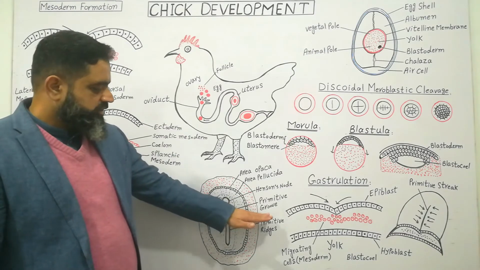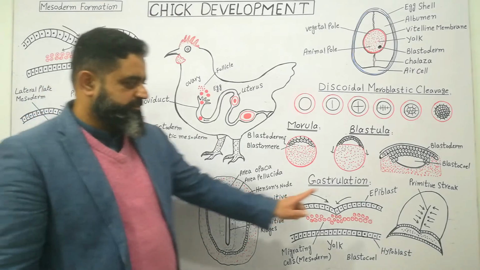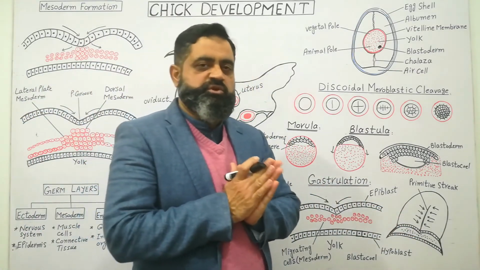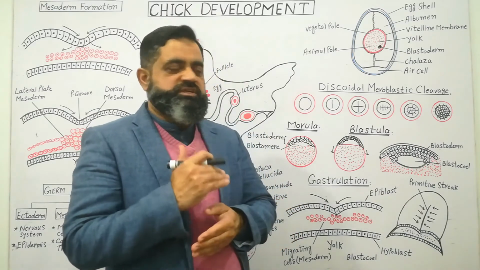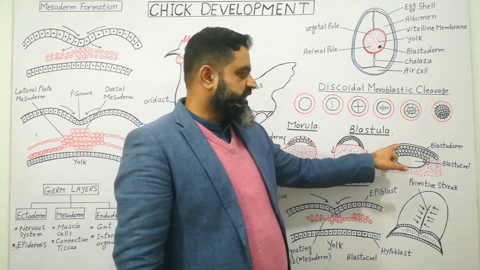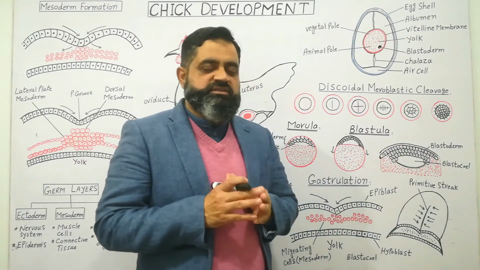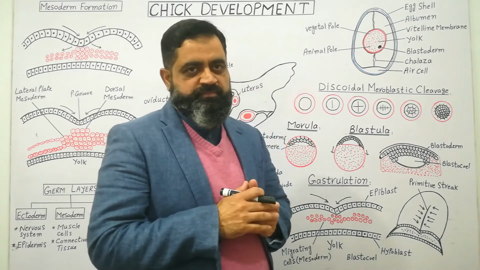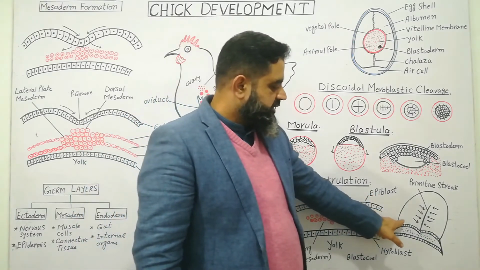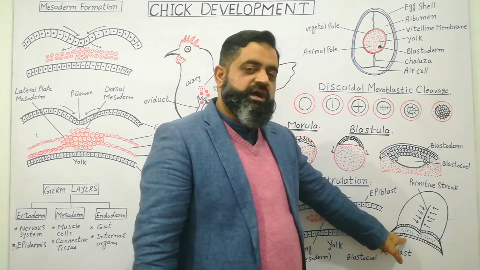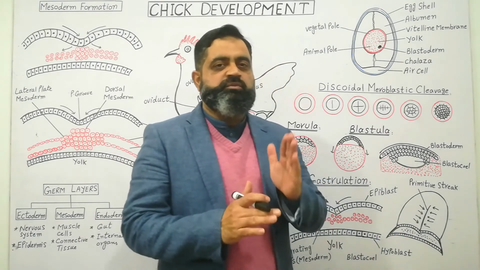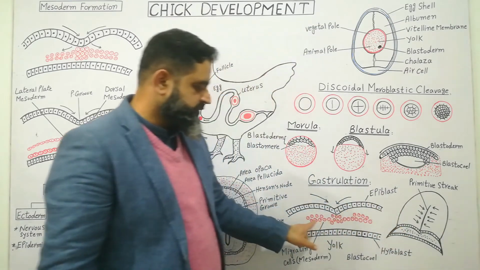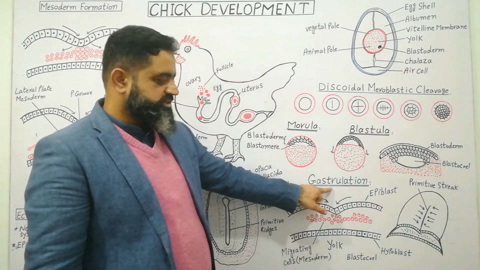So I have taken a cross section of this embryo right over here. When we take a cross section of this embryo at this stage, we see that the blastula, which has blastoderm, the cells of the blastoderm have split into two layers. The upper layer is known as epiblast and the lower layer is known as hypoblast. To understand it more clearly, I have taken a diagram right over here to over here. This process is known as gastrulation.